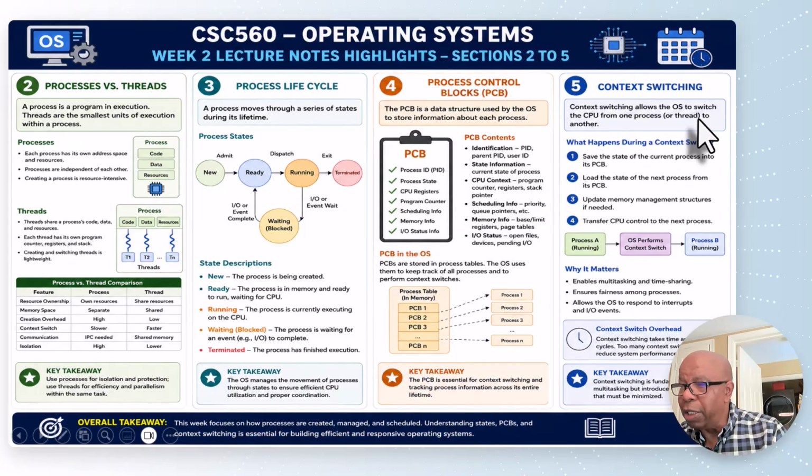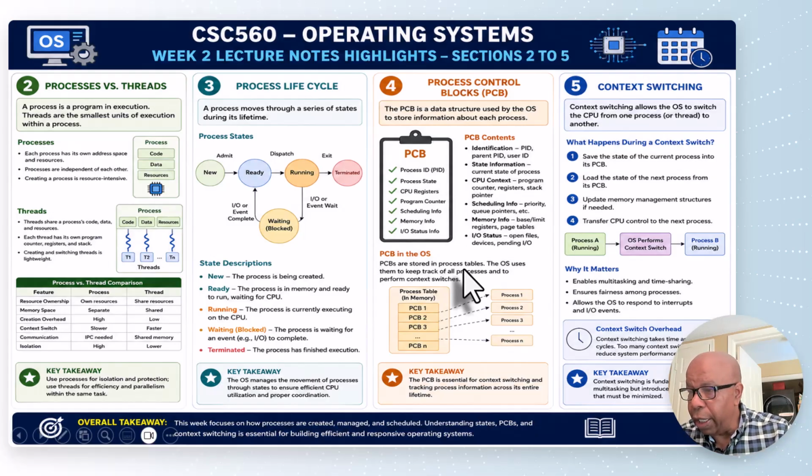So that's it as far as the process control block. The contents: identification, you can have a process ID, a parent process ID, user ID. These are just the various things that might be kept track of by the process control block.